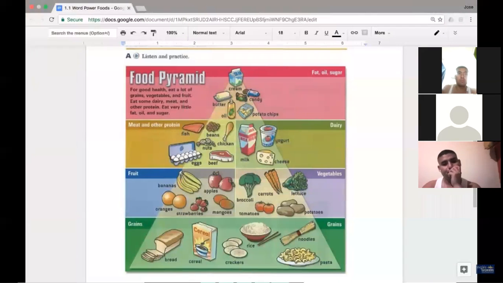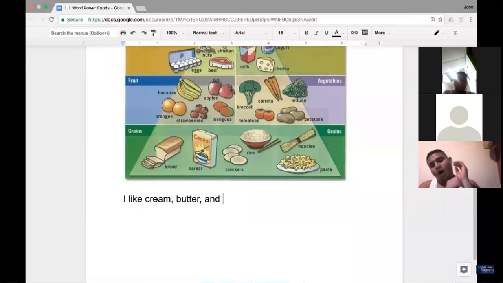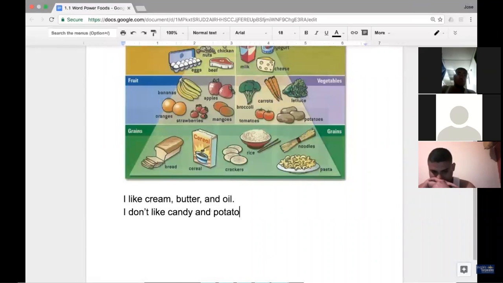Now, I would like for you to practice the vocabulary that we just learned. To do this, we're going to express the food that we like and don't like. We will practice each section of the food pyramid. Let me give you a couple of examples. For the first section, fat, oil, sugar, I like cream, butter, and oil. I don't like candy and potato chips.